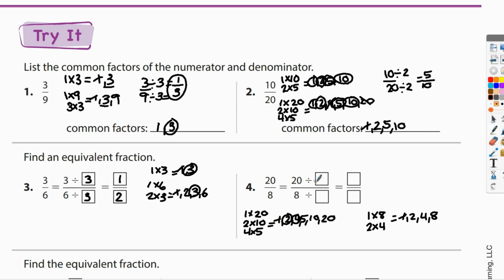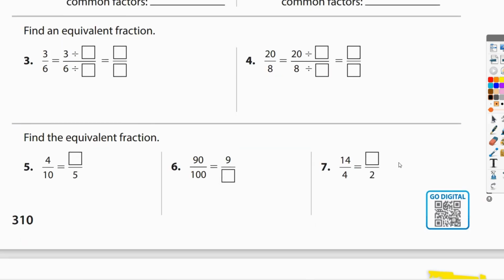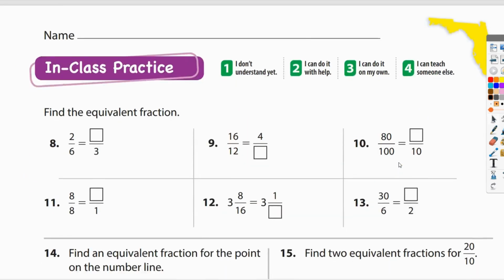I could just use a 2 or a 4. So I'm going to go ahead and use the 4. I'm going to put a 4 here and a 4 here. 20 divided by 4 is 5. And 8 divided by 4 is 2. So 20 over 8 is equal to 5 over 2. And those are also equivalent fractions using division. Okay? Here we go. Let's do a few more examples.